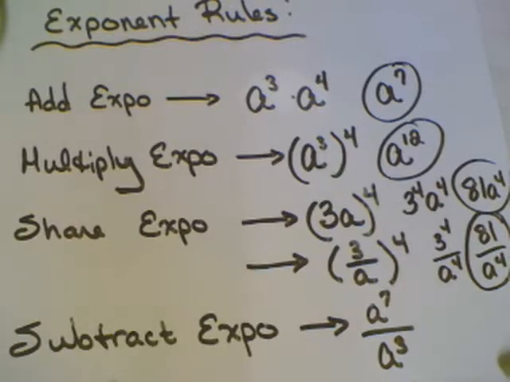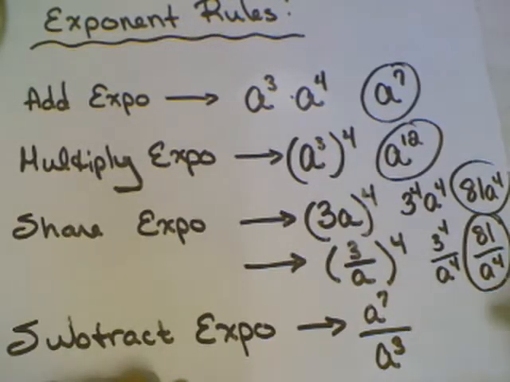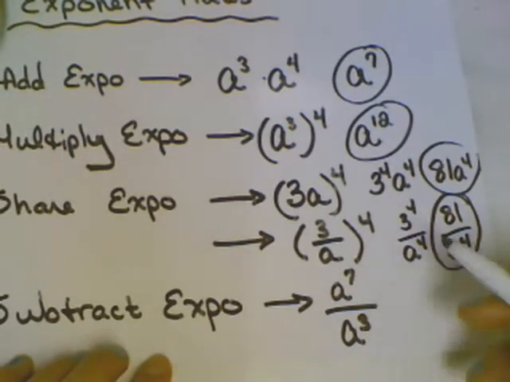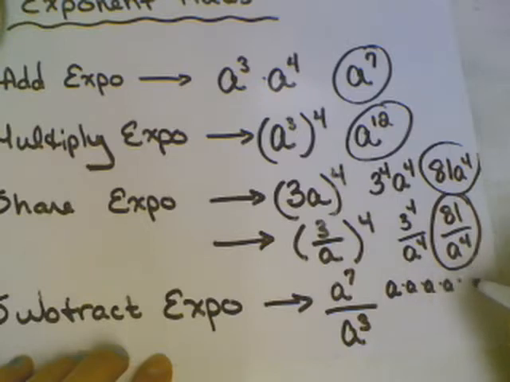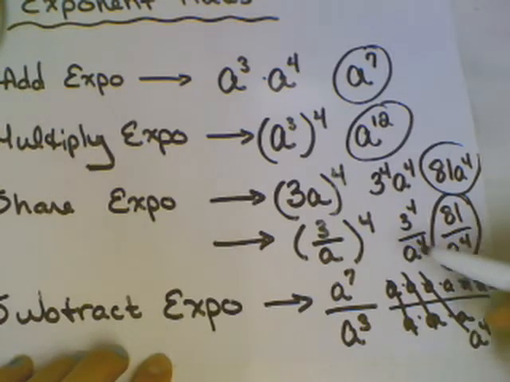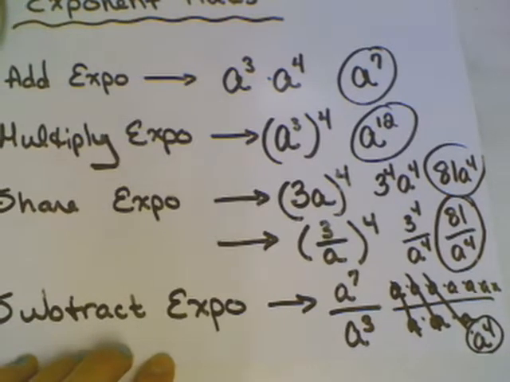The last new rule is a subtract exponent rule. And the reason that this rule works as it does, if I have a to the 7th over a to the 3rd, a to the 7th is 7 a's on top, 4, 5, 6, 7. A to the 3rd is 3 a's on the bottom. These will cancel, these will cancel, these will cancel, and I'm left with 4 a's on top. So I'm really just subtracting 7 minus 4 to get the power of a.